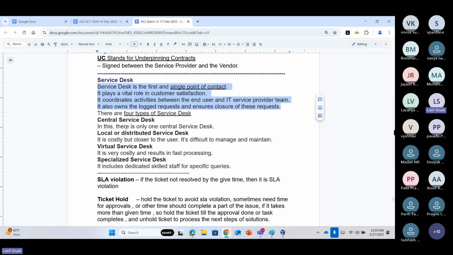Okay, virtual service desk. A virtual service desk is very costly, and the result is fast processing. It is costly because it is an automation thing. I showed helpline kind of stuff, right? People directly get some FAQ kind of stuff. If I send this request, the system software will understand it and provide direct information, at least starting information.